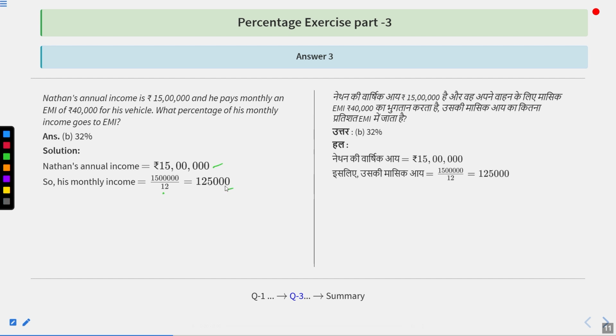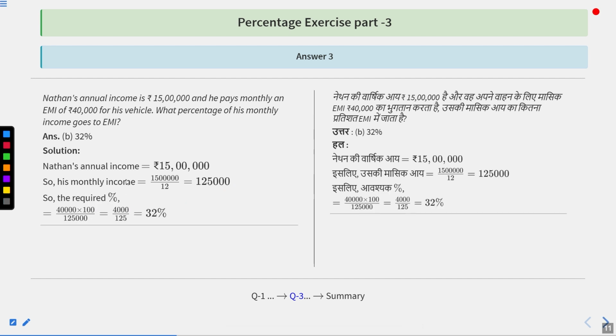So that is 1 lakh 25,000. And out of that, he was paying 40,000 as EMI. So the required percentage per month as EMI is going to be 40,000 upon 1 lakh 25,000 into 100. EMI upon total monthly income into 100. That is 4,000 upon 125. So 32%. It means 32% of Nathan's monthly salary is going as EMI. Option number B is the right answer.